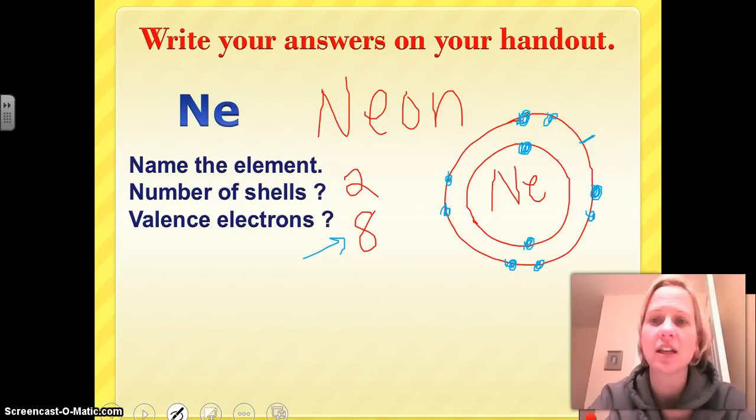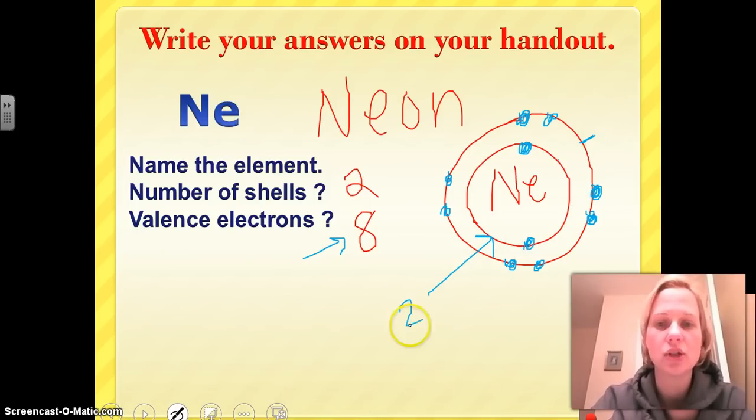It's got everything it needs. It's not searching for anything. All of its spaces are filled, and we can see that. So the first circle holds 2. The second circle holds 8. Well, I have 2 and 8 filled. I'm good to go.